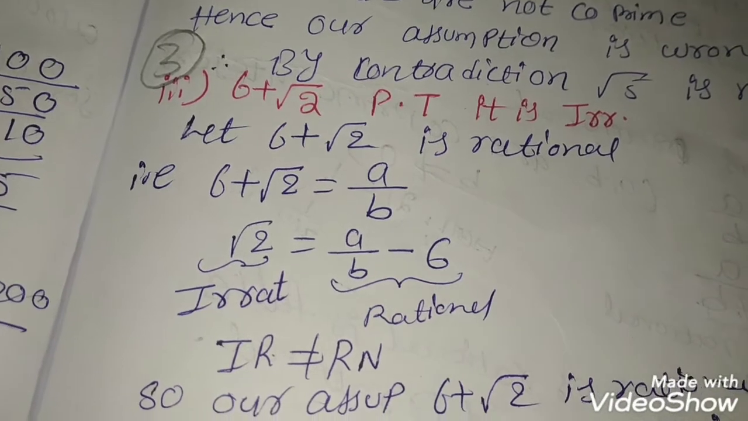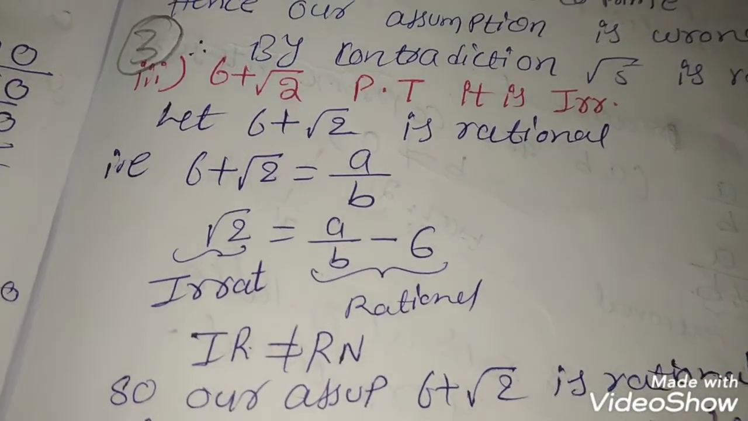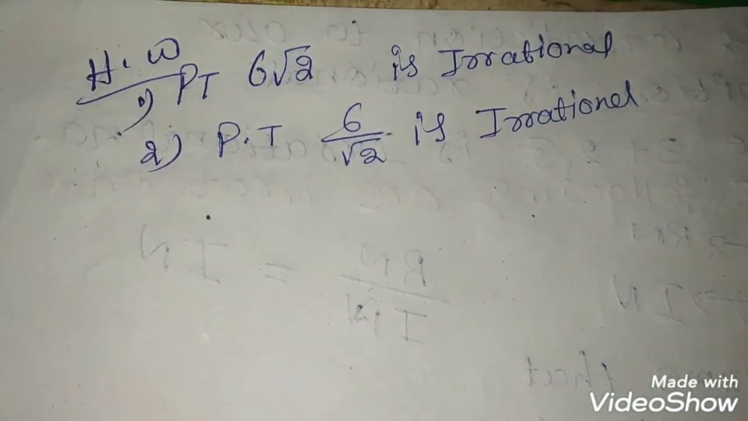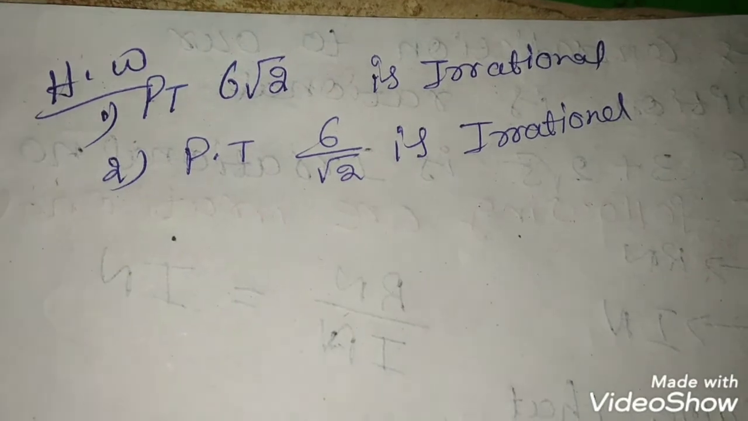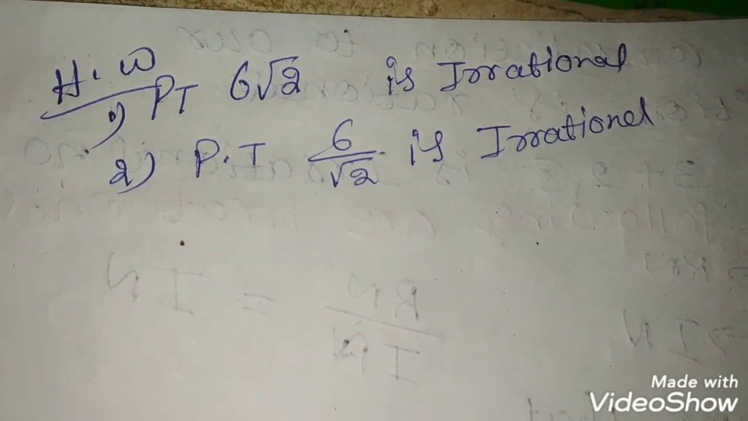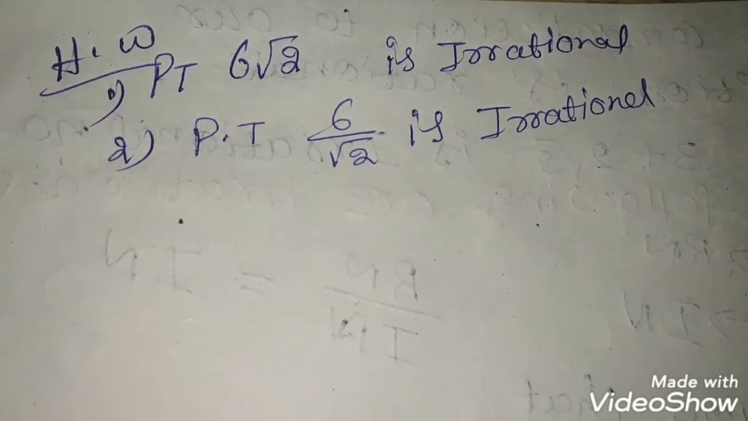So I'll give a homework to you. You can do it and send it to me, those who are done today. Understand? So your homework is this. You have to write it definitely, same as this. You have to show that 6 root 2 and 6 by root 2 are irrational numbers. Just prove it.